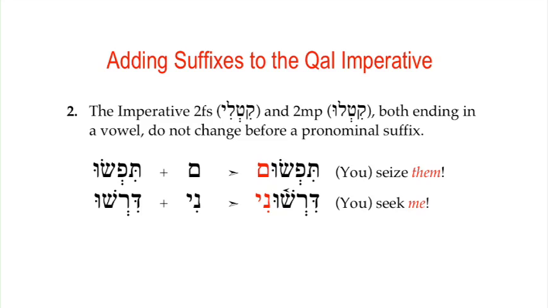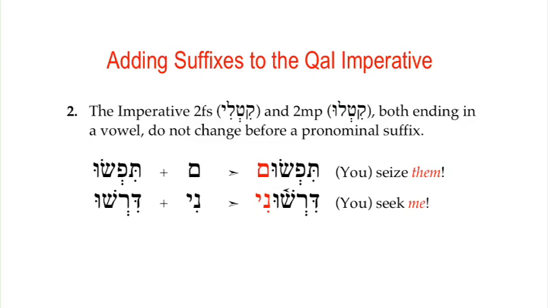Easy. Next, number 2. The imperative 2fs, kitli, and the 2mp, kitlu, both ending in a vowel, do not change their spelling before a pronominal suffix. So that's good news. The 2fs and the 2mp forms simply maintain their strong verb spellings, and then you just simply add the pronominal suffix to it. The reason for this is the fact that each particular verb form already ends in a vowel, so you don't need an extra connecting vowel. So all the spelling is maintained.